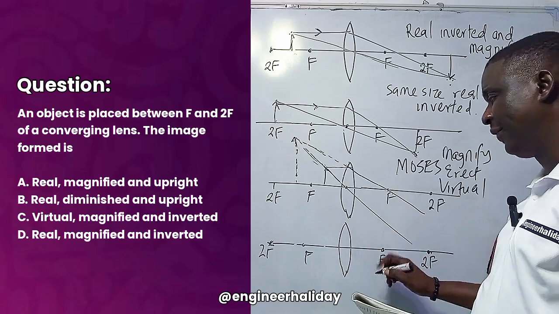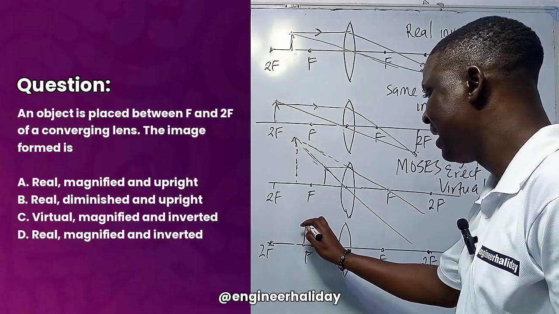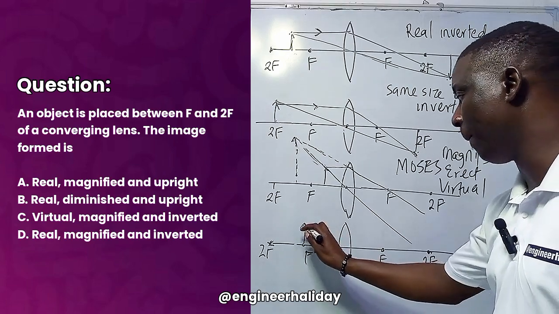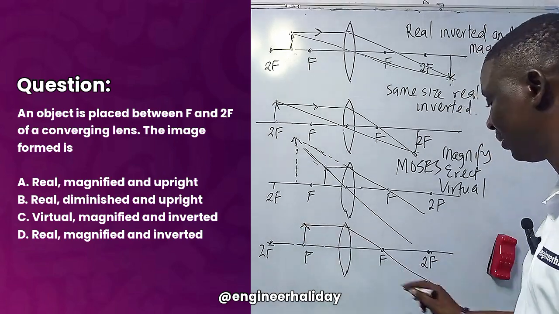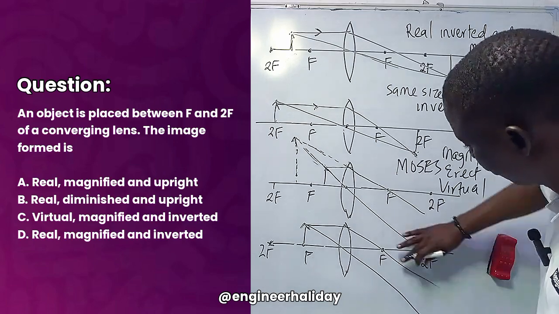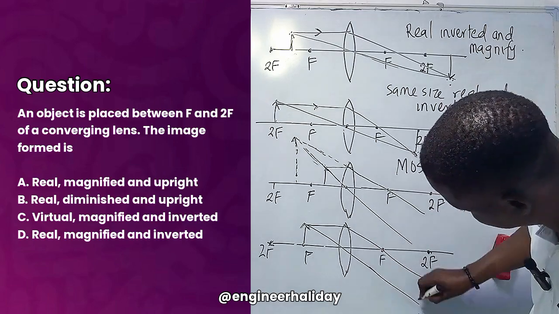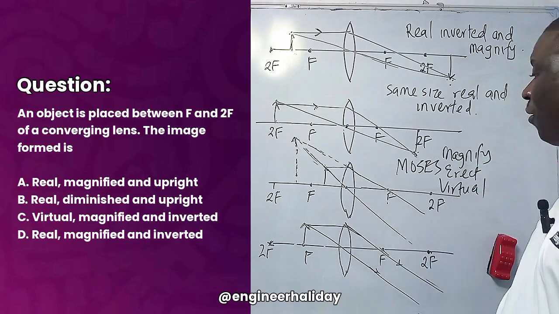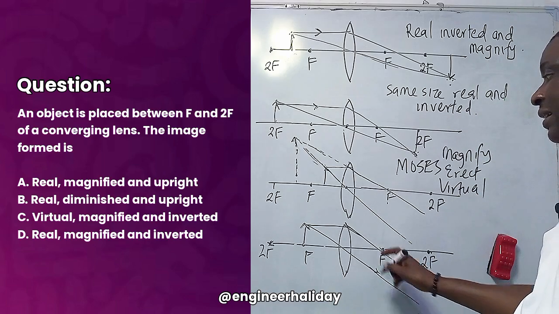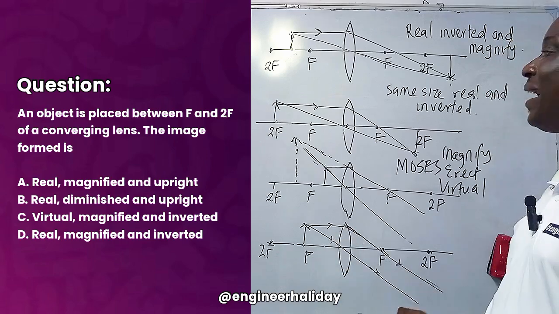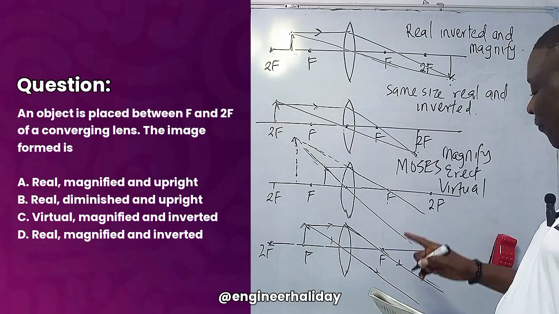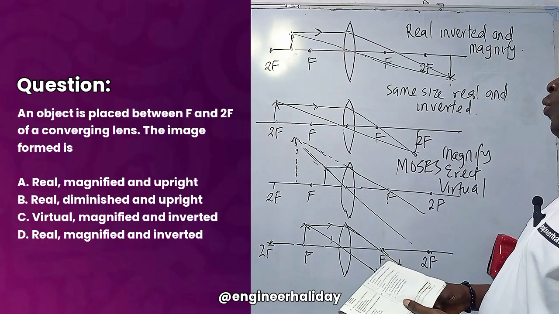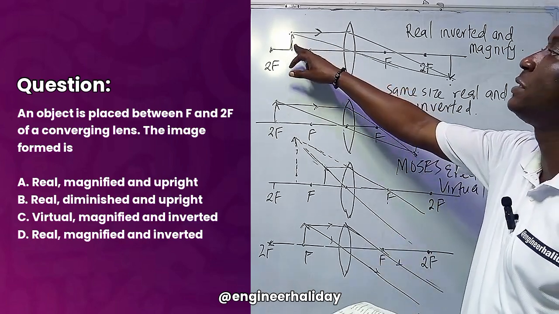But the assignment I want to give you now, before I draw the last one: if I place an object at F, where will the image form? It will be formed at infinity. So these two lines will be parallel. It will be formed at infinity, real, inverted, and formed at infinity.